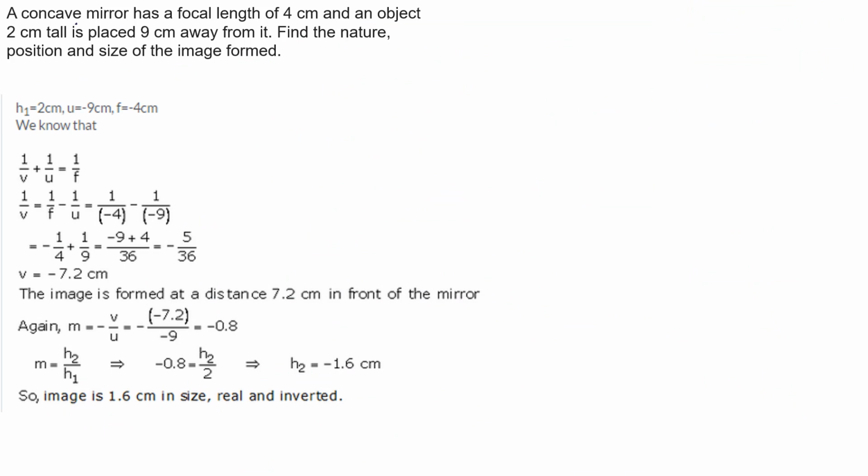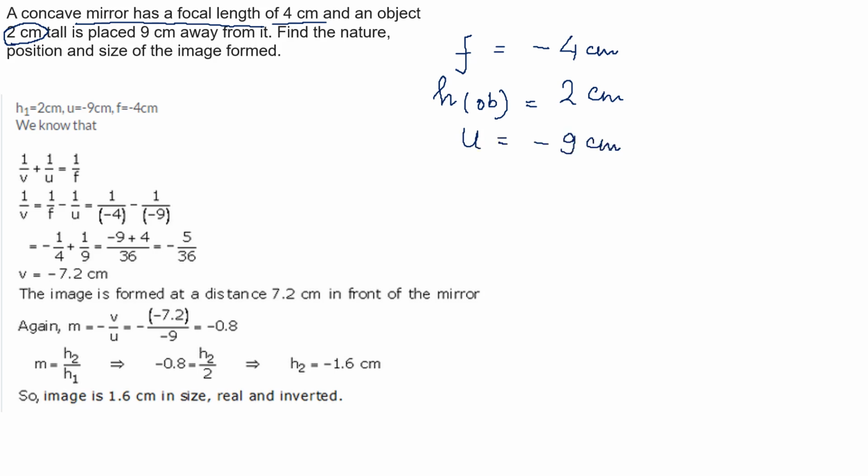One more question. A concave mirror has a focal length of 4 centimeter. Since this is a concave mirror, its focal length will be negative. You have to keep it in your mind. And then an object 2 centimeter tall, so height of the object is 2 centimeter, is placed 9 centimeter away from it. So this is the distance u is equal to minus 9 centimeter. Find the nature, position and the size of the image.